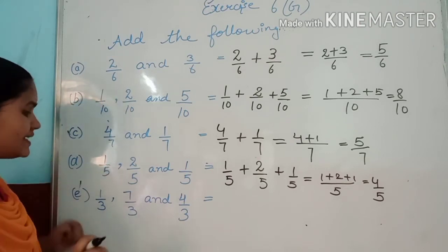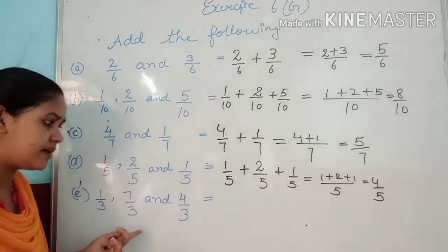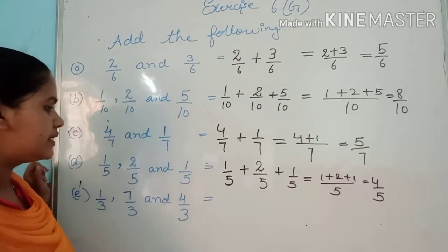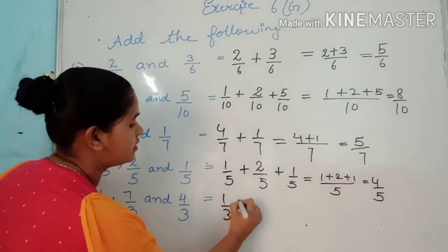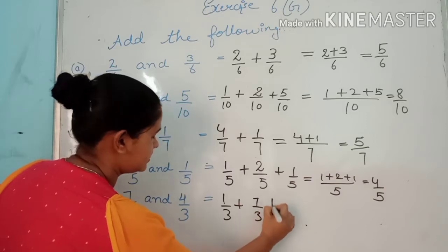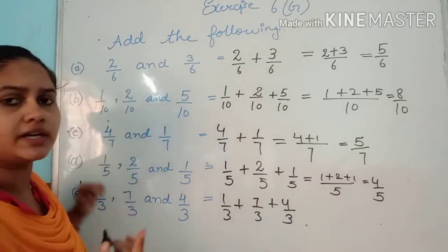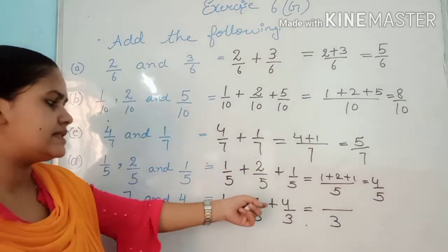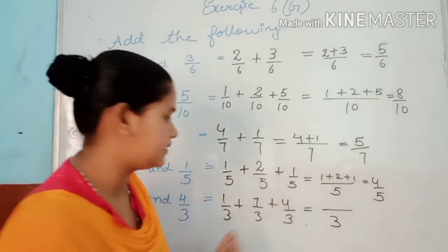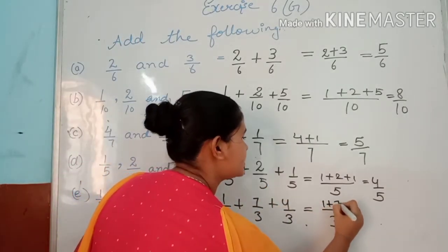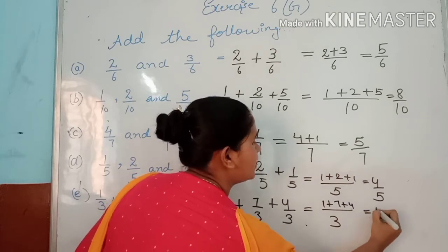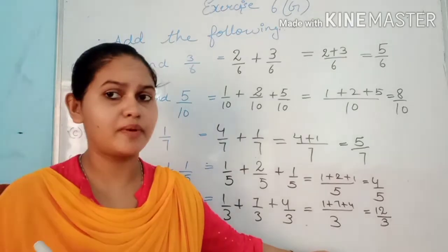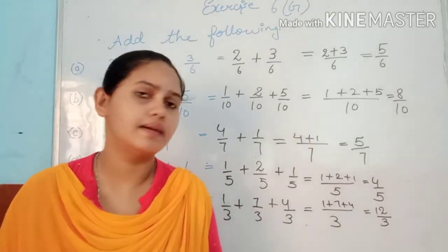So let's do the E sum, students, which is 1 by 3, 7 by 3, 4 by 3. We have three fractions that are converted: 1 by 3 plus 7 by 3 plus 4 by 3. Having the common denominator, we will take it as 3, and now we are going to add 7 and 1, which become 8. Plus 4, it becomes 12. And this one is 3. So the last one is an improper fraction, which is 12 by 3.